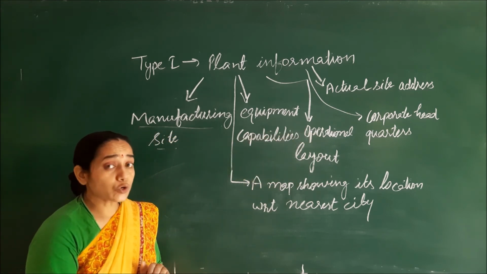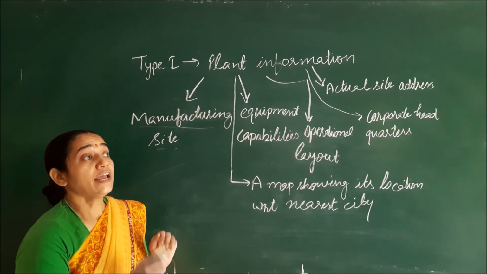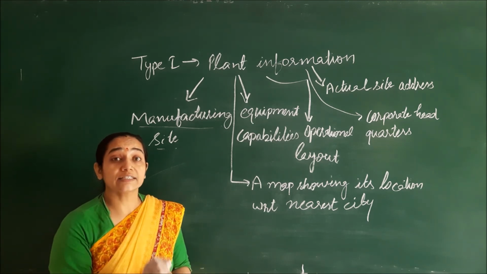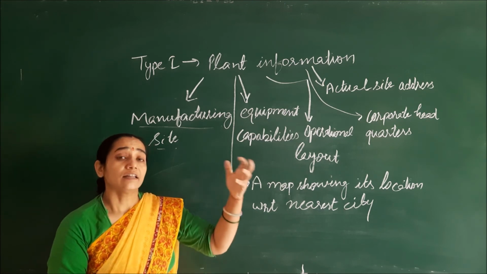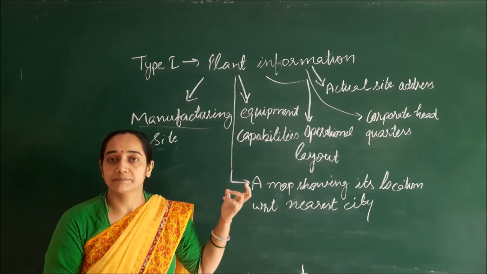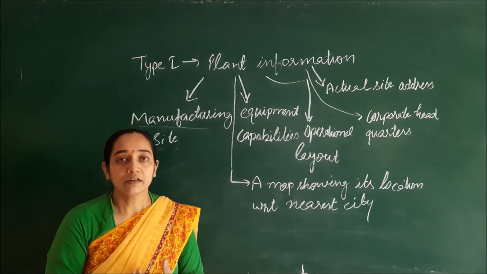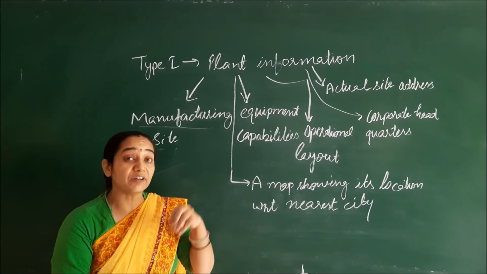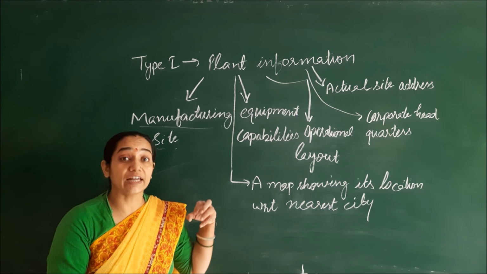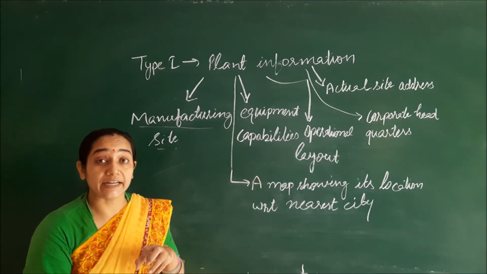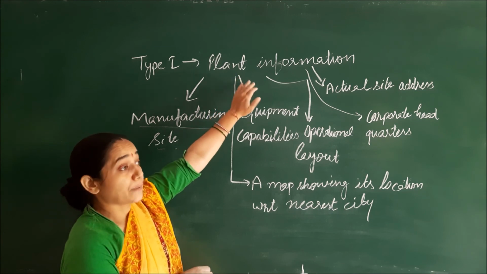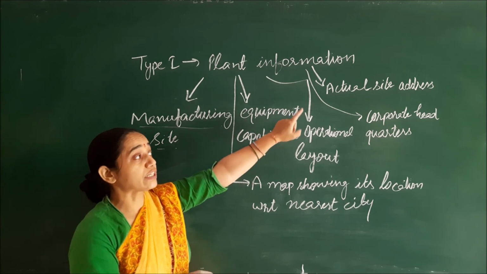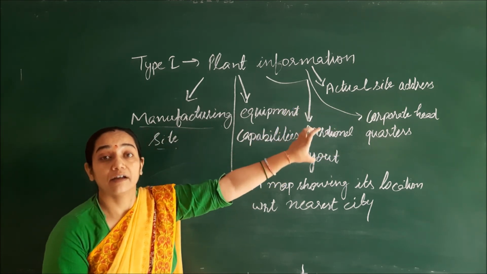Now this plant information will also provide the actual location, meaning the actual site location. For example, if we say that Vanasthali Vidyapeeth is near the town, then it is not the actual location. Vanasthali Vidyapeeth is located in Vanasthali village, and that is the actual site address. In the same manner, this plant information will contain where this pharmaceutical firm is, and the actual site address will be given under this heading.